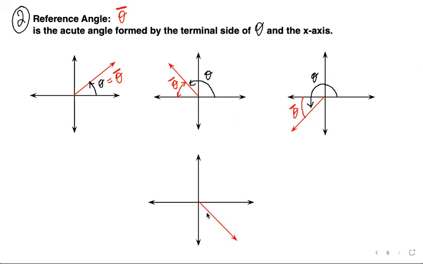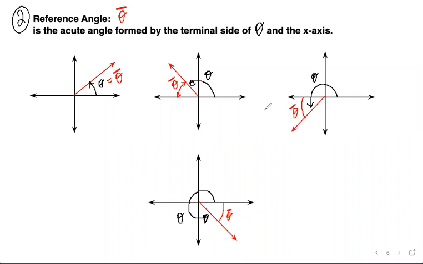For the third one, starting from here, turn around, this is my theta. So what is the theta reference? It is the acute angle between the terminal side and the x-axis. So this is here, theta reference. Any question? Is it clear?